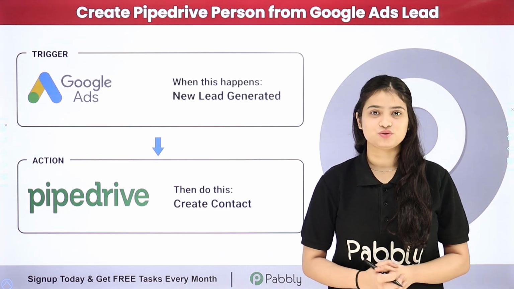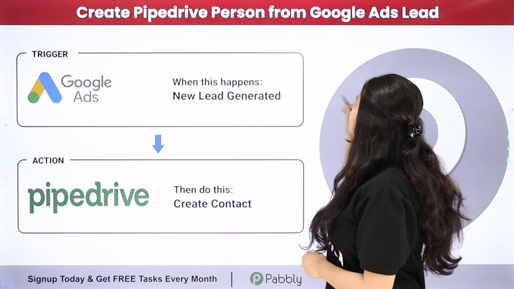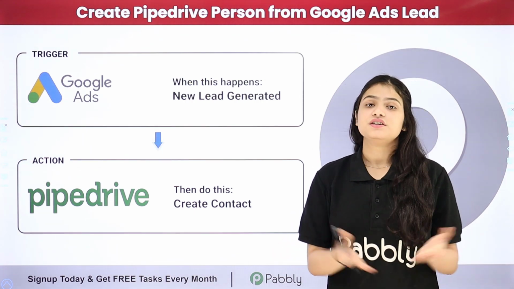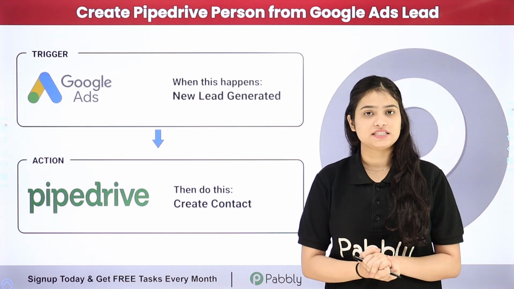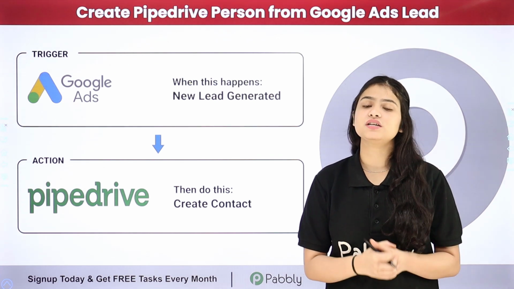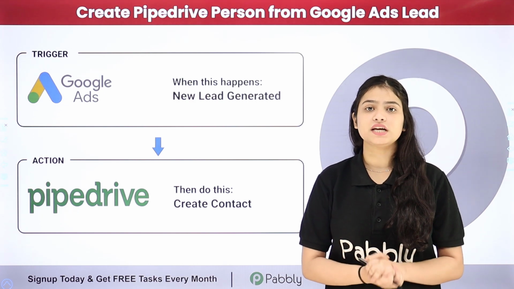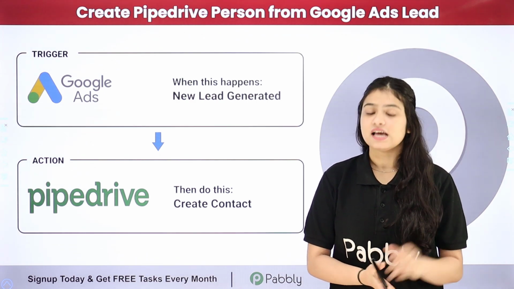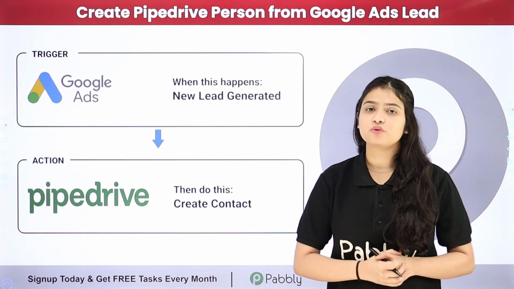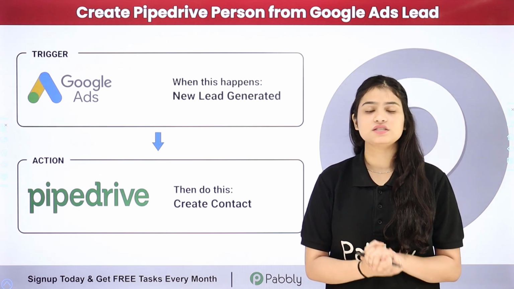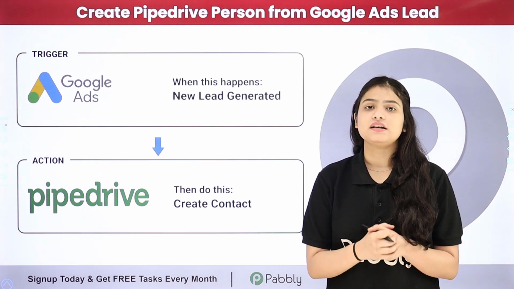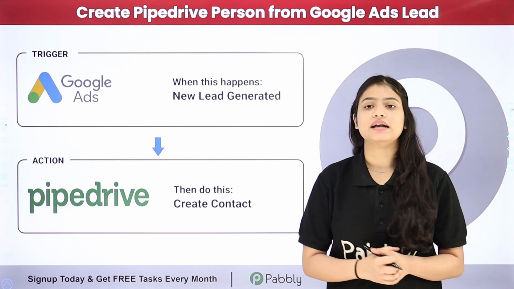In this video, we are going to learn how to create a Pipedrive person from a Google Ads lead. So here I am managing a marketing agency, and to promote my business, I am using Google Ads. I am running an ad campaign on Google Ads, and I've also created a lead gen form to generate the leads. Now my objective is that every time I receive a new lead for my business through Google Ads, automatically that lead should be added in my CRM, and that is Pipedrive.